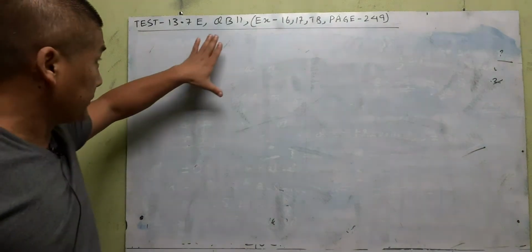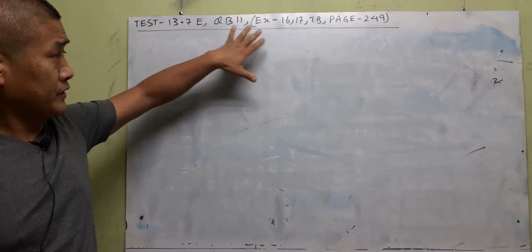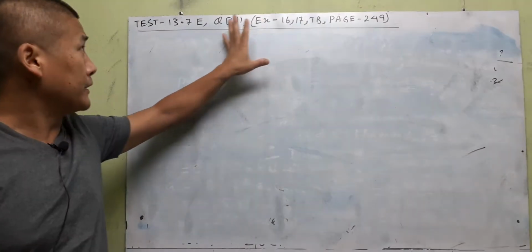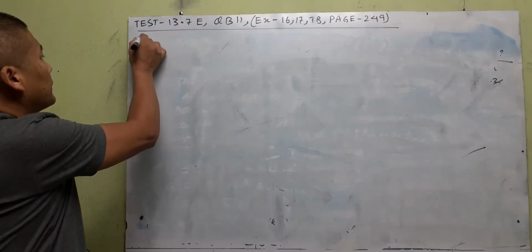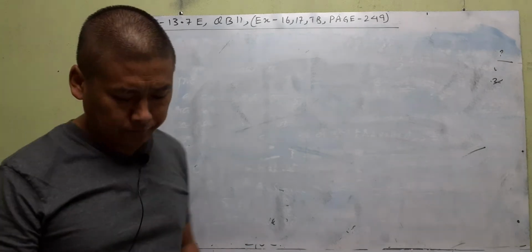Okay, so let us do this next test portion, 13.7E. These questions are the ones that I do, okay? Exercise 13.7. Let us start with B11. Let me read the question for us.